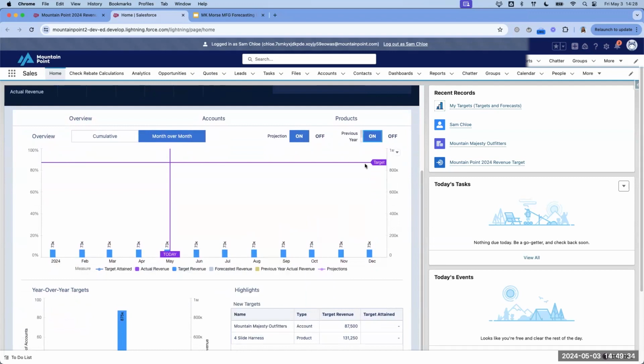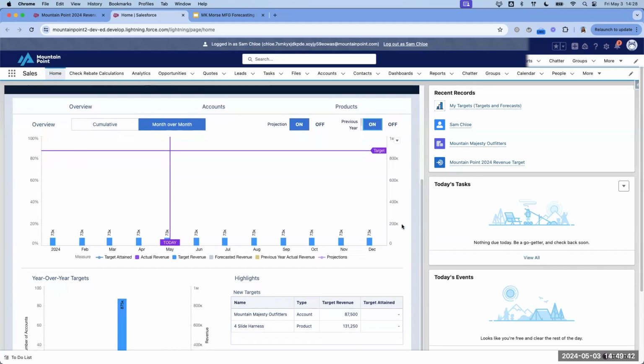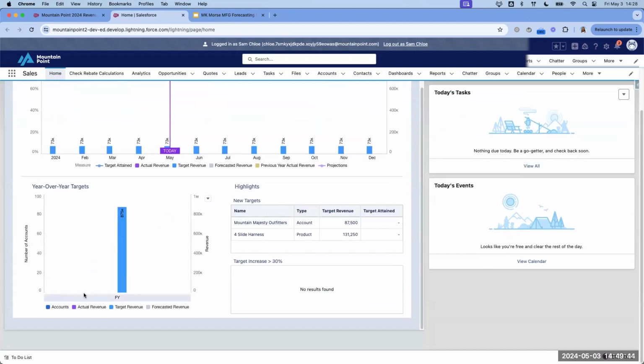And then the projection is going to show you what's forecasted, right? So based on what we've done so far, what am I forecasted to do based on what's open in the system? And then you can give them, again, here are our year-over-year targets. And then if there are any new targets that have been set up, so these are just recently set up, it lets Sam know, hey, heads up, you just had a new target set up.